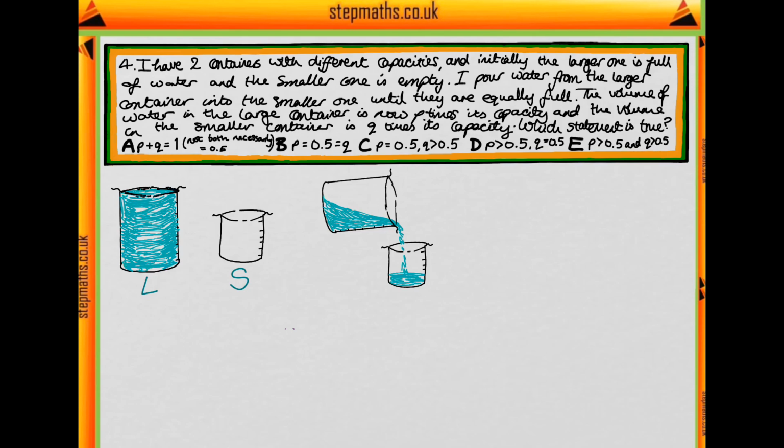So the volume of water in the large container is P times its capacity, and the volume of water in the smaller container is Q times its capacity, and we want to know which of these statements about P and Q is true. We just label these L and S so that we don't have to keep writing out larger container and smaller container.